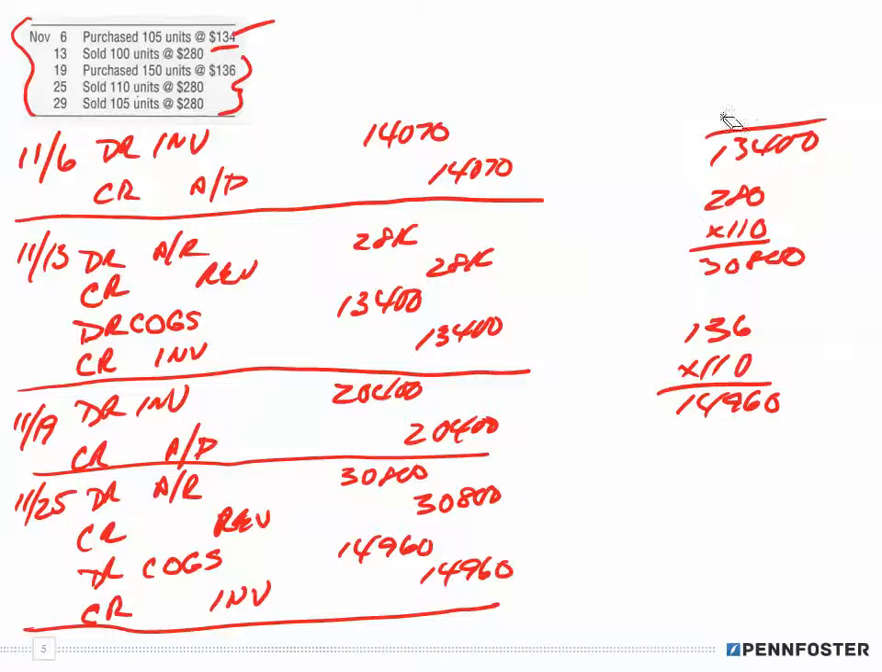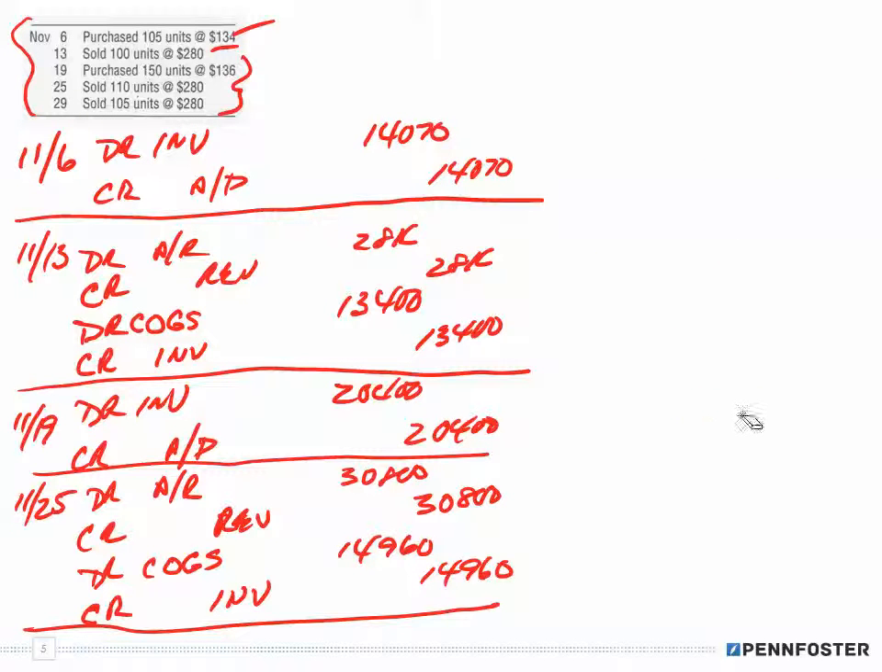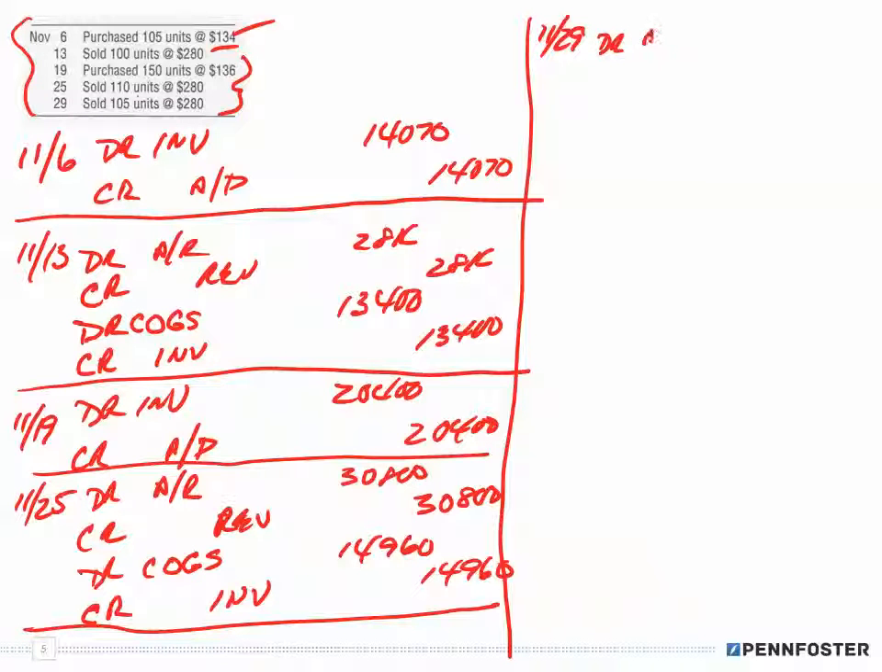Let me erase all of this, so I need more space. Okay, and I'll draw a line down the page here. All right, not the best, but so what? So on 11/29, we're selling 105 units, so we're going to have to do the same thing. We're going to debit my accounts receivable and credit my revenue, and the amount is 280 times 105 gives me 29,400.